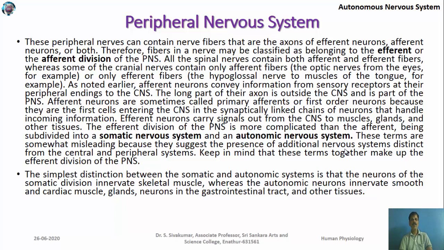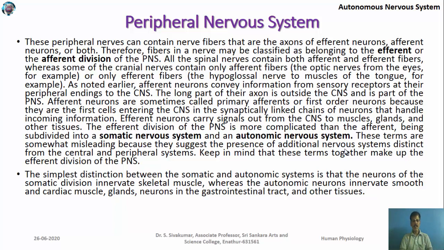Afferent neurons convey information from sensory receptors at the peripheral endings to the CNS. So afferent informs the CNS, whereas efferent provides an effect on the terminal organ. Efferent communicates information from the brain to the organ. Afferent transfers information from the organ to the brain. So afferent is like a receptor, and efferent is like a motor. It is going to do a function.